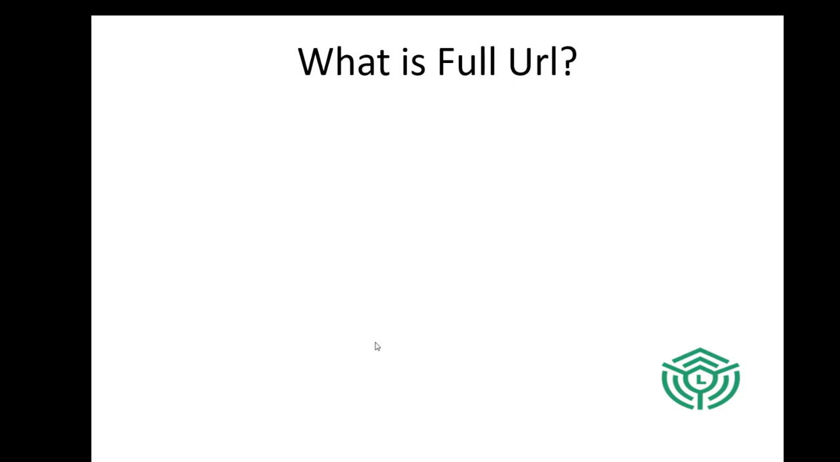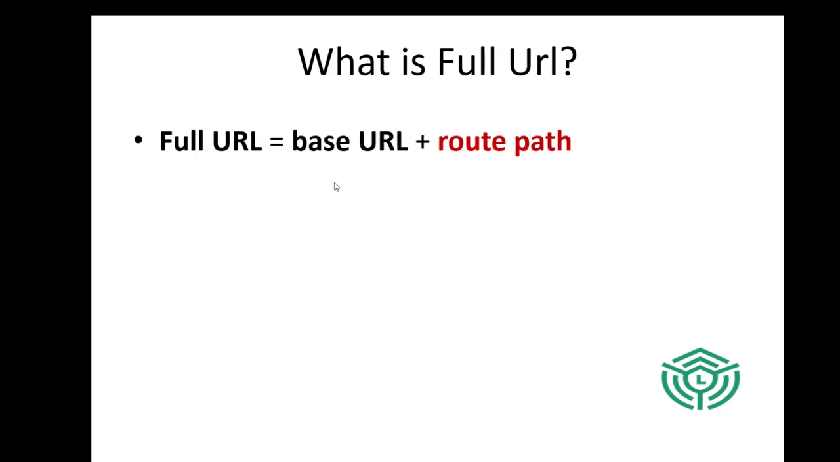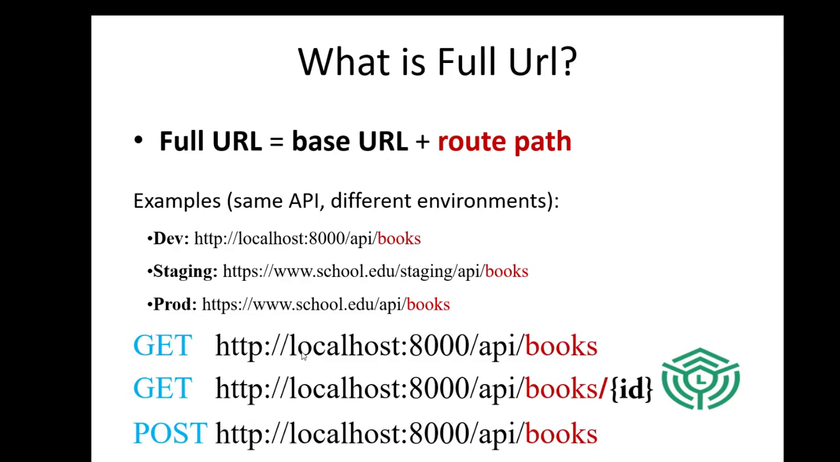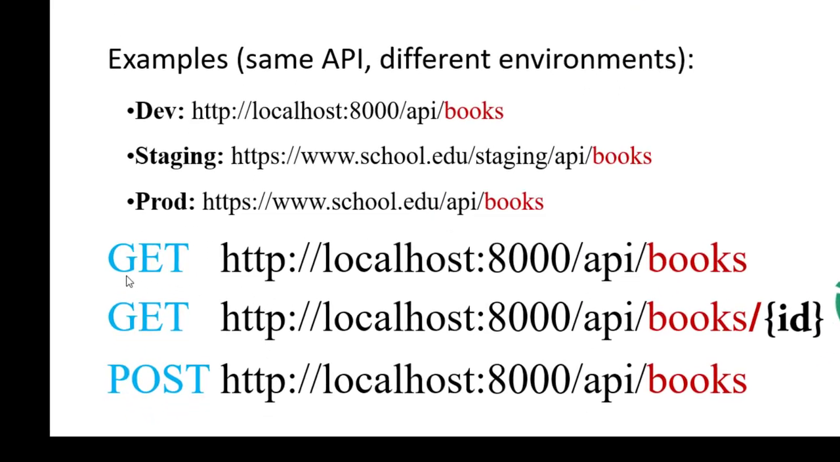So the next is, what is full URL? Full URL is when you take the base URL plus the route path. For instance, you can see I have my base URL here and my route path here. So the final example is this with the HTTP method. You can see that the first and the last methods here have the same URL, but their HTTP method is different. So HTTP method is part of what the URL dispatcher will also look at to determine the resource it is going to fetch for you.